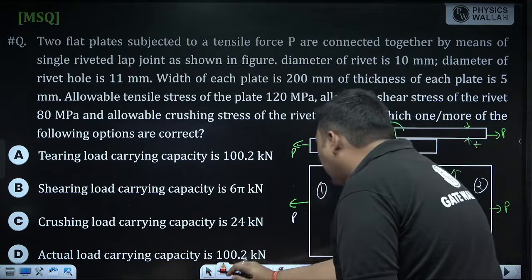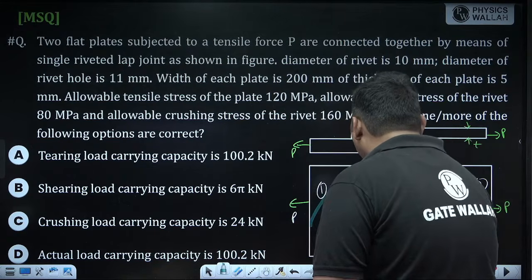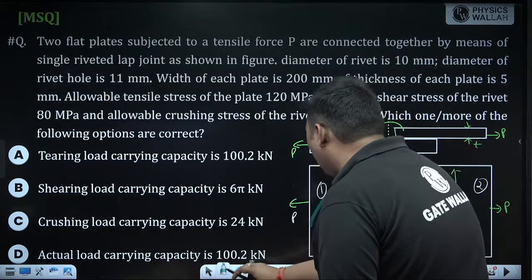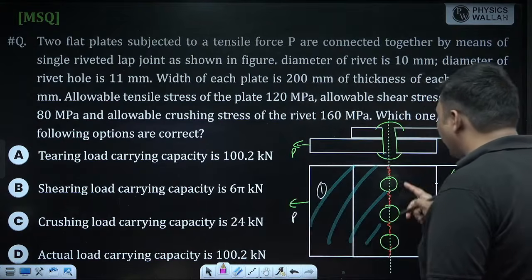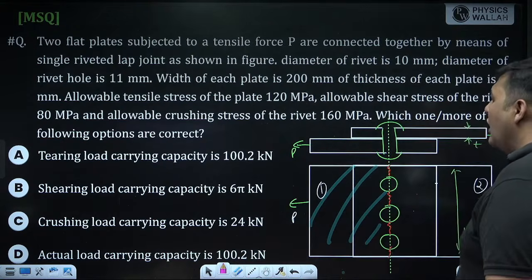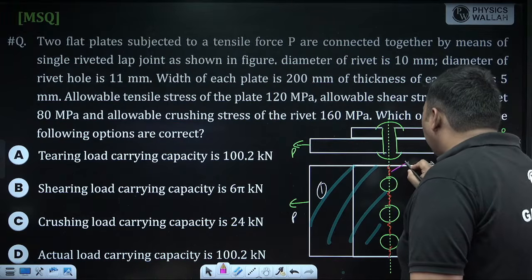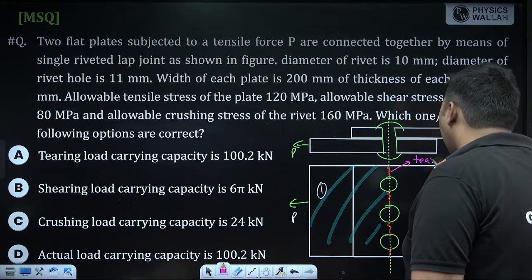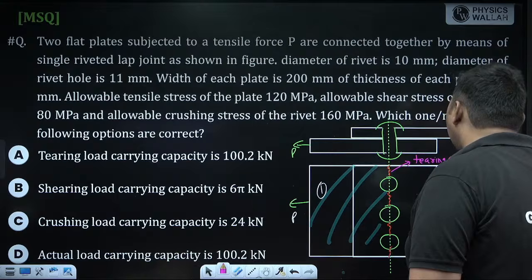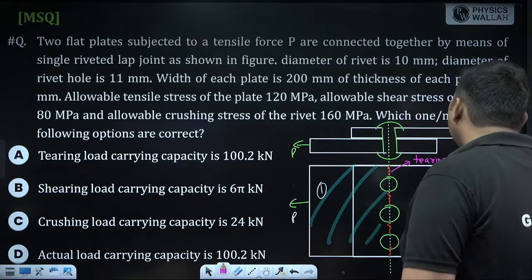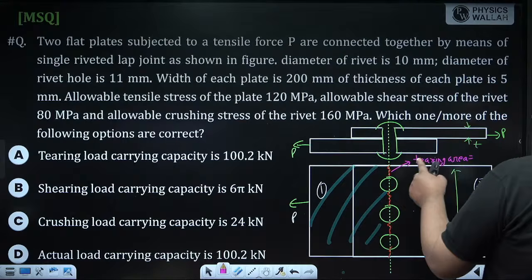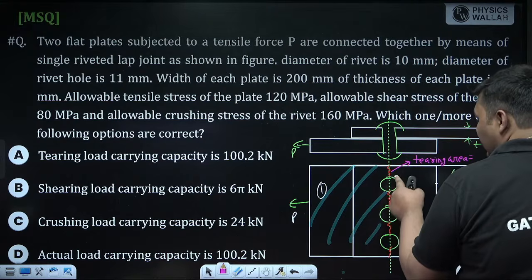Plate is tearing from this plane. So, what will happen now? This portion of plate 1 will get separated, meaning this failure will occur. To avoid tearing failure, I don't want tearing from this plane. That's why the area of the plate in this plane is known as tearing area. And what is the effective area of the plate in this plane? Total width is W, but you can see in this plane there are 3 holes.